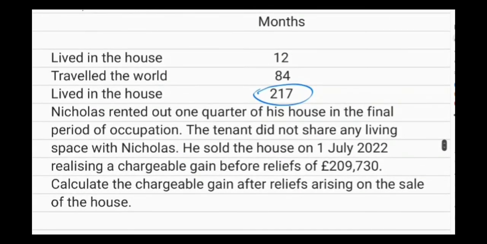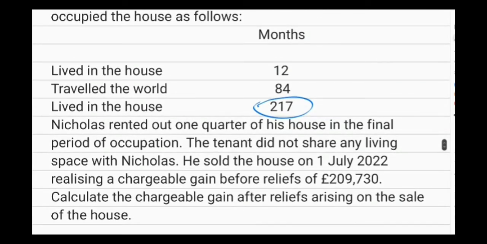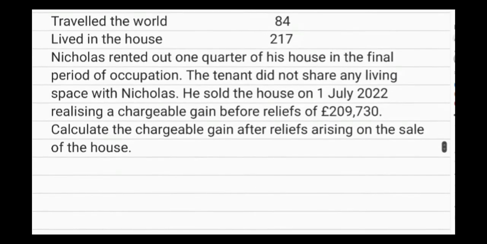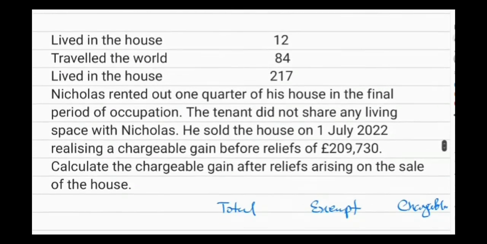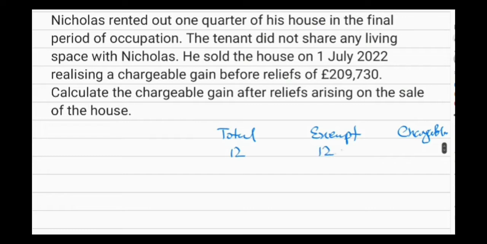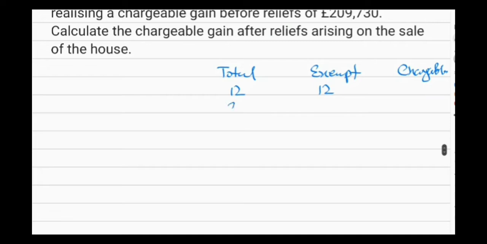So we have to consider both reliefs, the PRR relief as well as letting relief. In the same way, we consider total, exempt, chargeable. First it is 12 months of actual occupation, so actual occupation is exempt. Then travel the world 84 months. Out of these 84 months, 36 months are available as exempt for any other reason, and 48 months are chargeable.